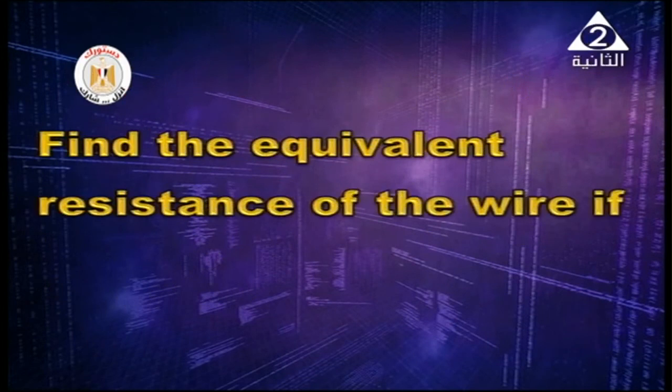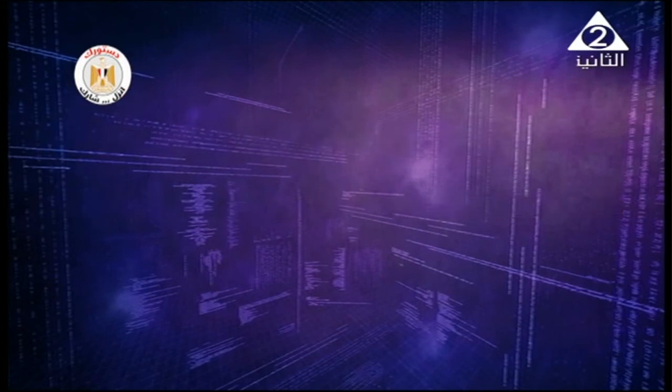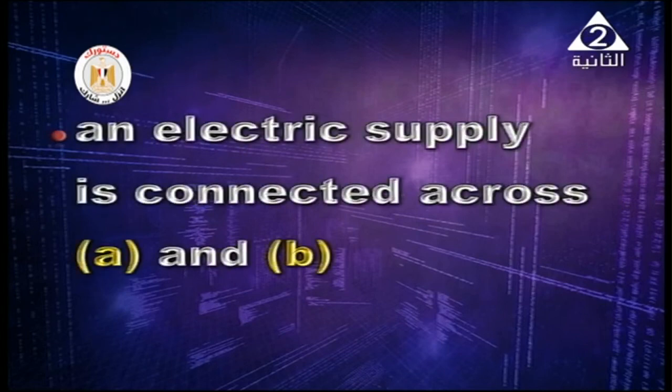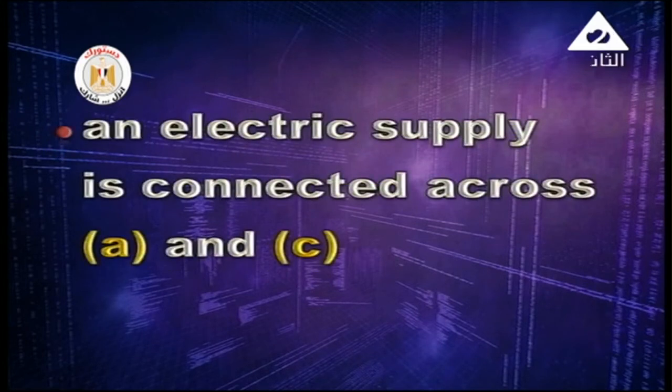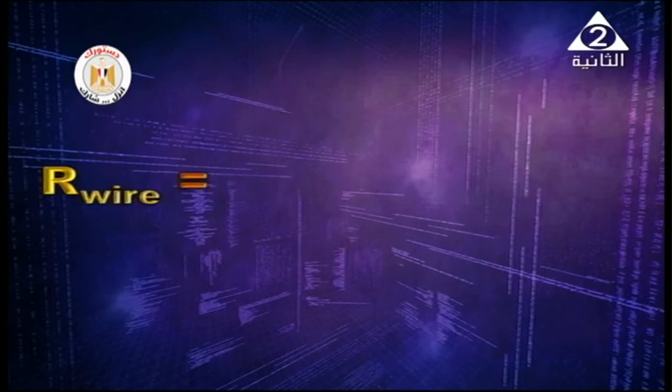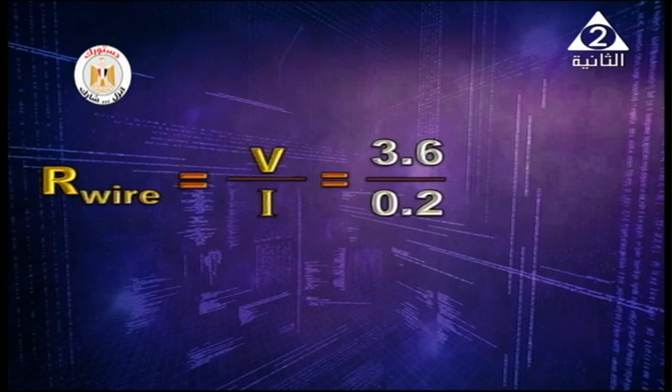Find the equivalent resistance of the wire if an electric supply is connected across 2 points A and B, and when it is connected across A and C. So we'll try to calculate the resistance of each portion. And first of all, we need to calculate the resistance of the wire itself. Voltage over current, it is 3.6 over 0.2, it is 18 ohm.